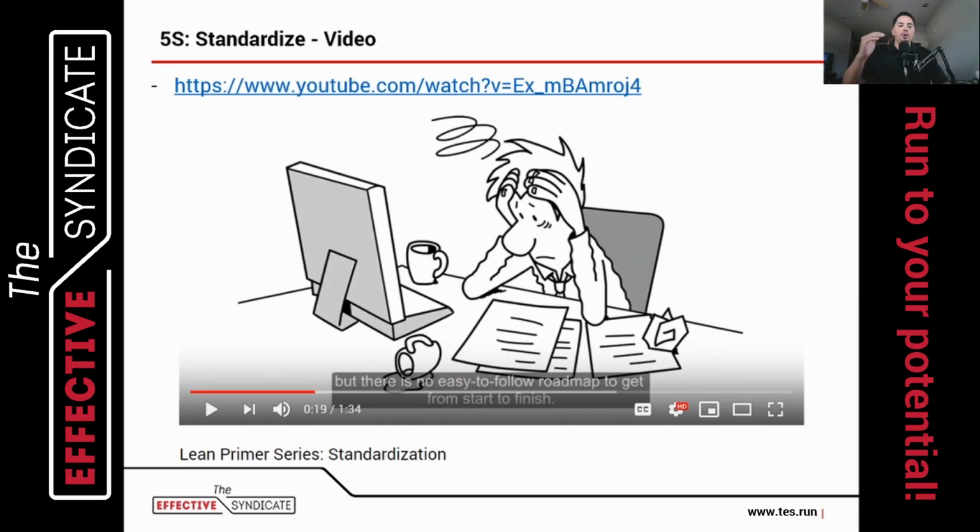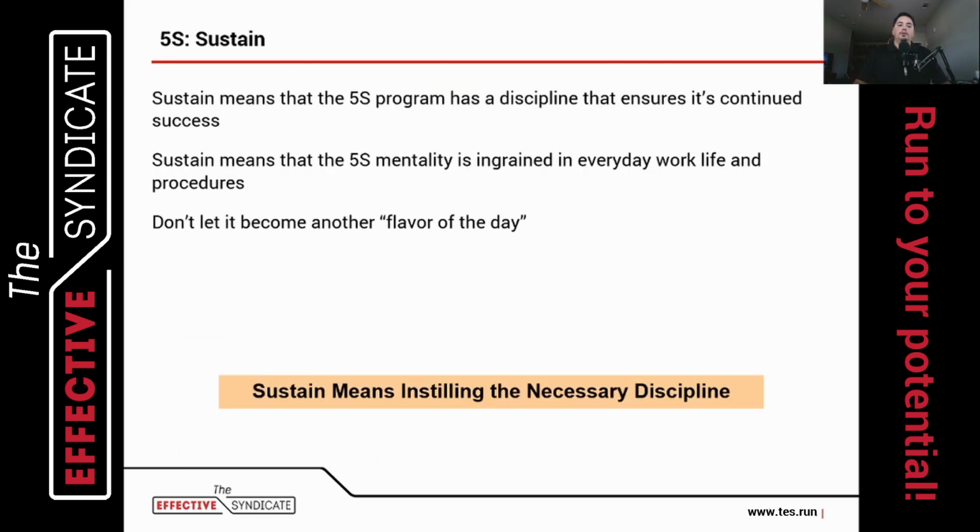All right, we've gone through all the steps, we've standardized. Now it gets to the hard part. The last step is sustain. Sustain is by far the most difficult thing that I have seen in any organization. We need to instill the necessary discipline to make sure that this is absolutely ingrained in everyday work life. It's just part of the process.